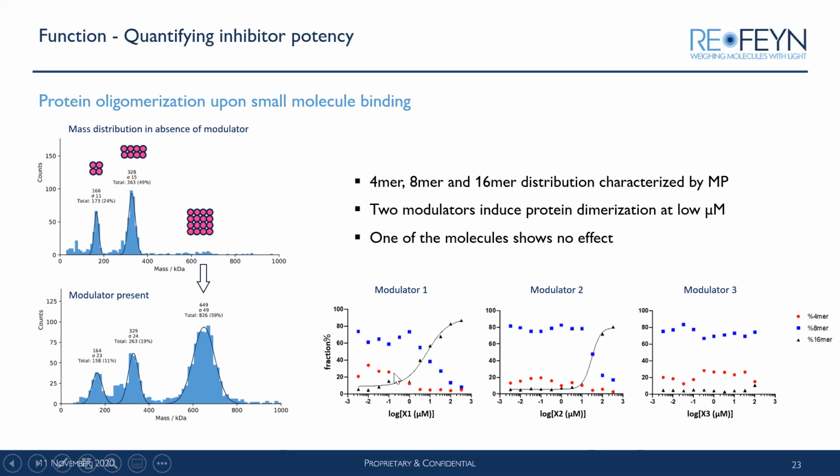And since the measurements are really short, you can do a lot of measurements. You see that, for example, for modulators 1 and 2, there is an effect at low micromolar concentrations, and with modulator 3, there is no effect. So we can see small molecule binding effects if they cause structural or mass shifts in your sample.